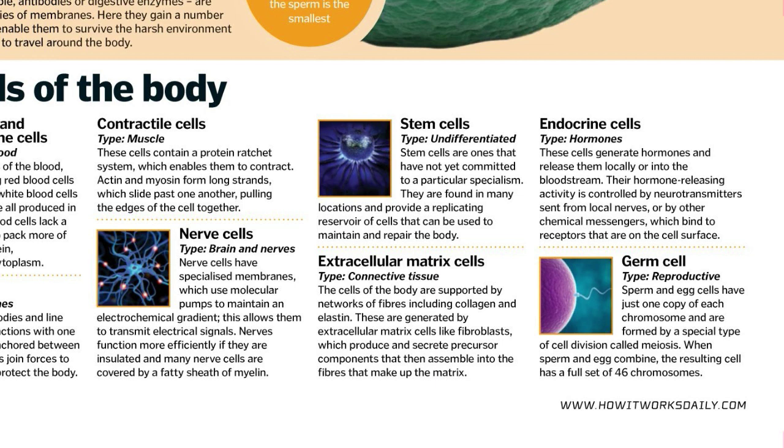Brain and nerve cells. Nerve cells have specialized membranes which use molecular pumps to maintain an electrochemical gradient. This allows them to transmit electrical signals. Nerves function more efficiently if they are insulated, and many nerve cells are covered by a fatty sheath of myelin.